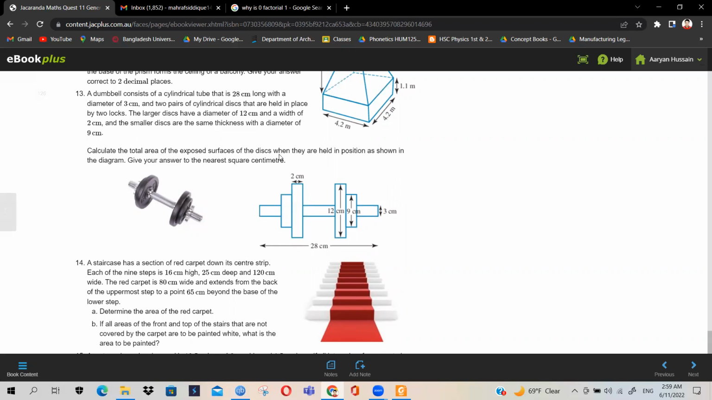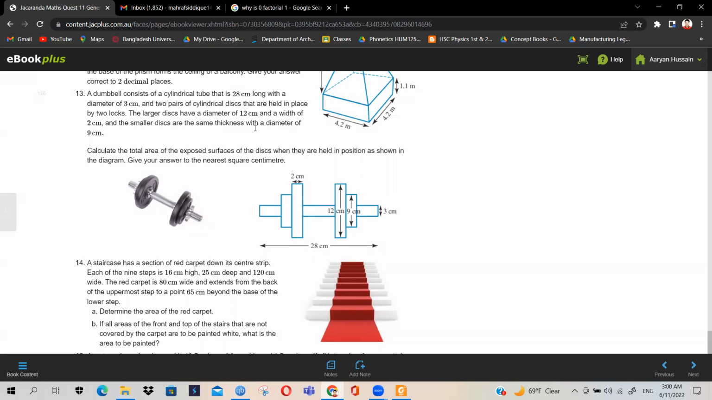So one thing I need to understand: do I need to calculate it like a dumbbell cylindrical diameter? That means we have to calculate the surface area for cylinders. Although for simplification this diagram is showing rectangular things, it is not a rectangle, so we have to calculate in a cylindrical way.